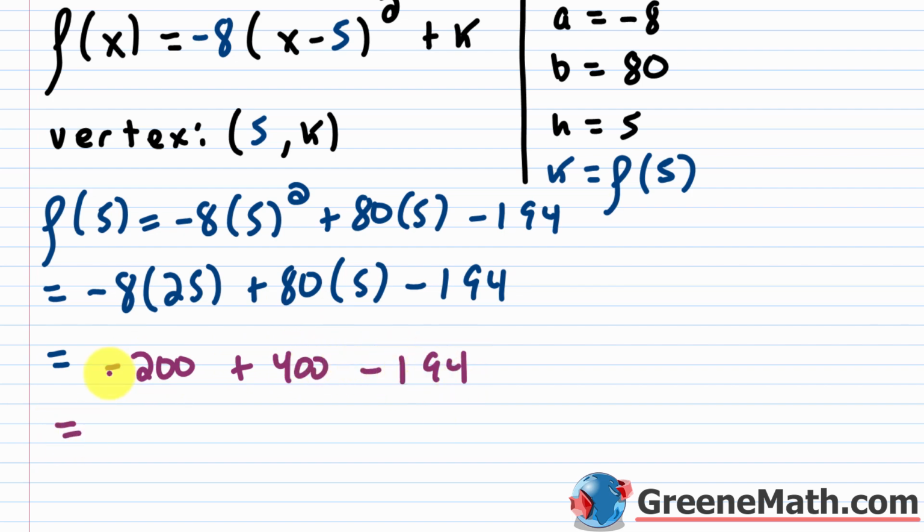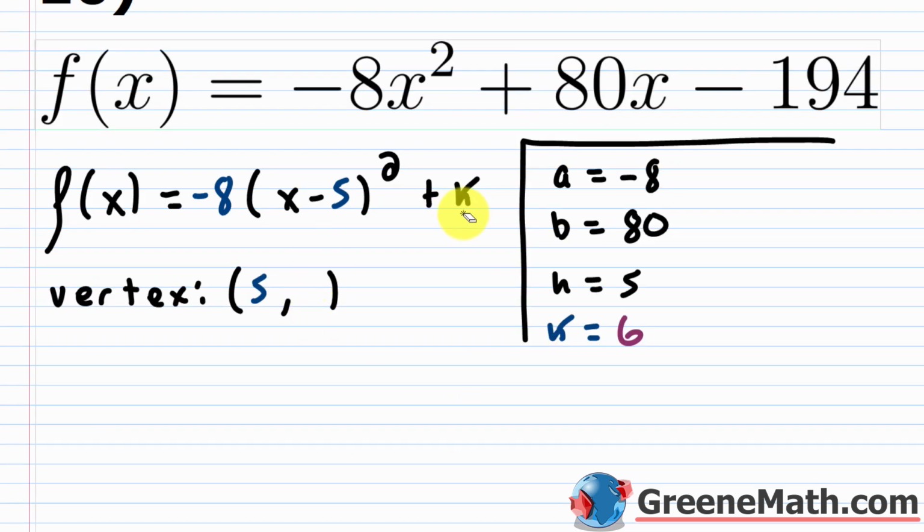So this would be equal to negative 200 plus 400, that's 200. So you can have 200 minus 194. Let me fix these zeros here. And so 200 minus 194 is going to be 6. So k would be 6. So let me erase this, and I'll put a 6 here and a 6 here. So this is your vertex form. f of x equals negative 8 times the quantity x minus 5 squared plus 6. And the vertex occurs at 5, 6.